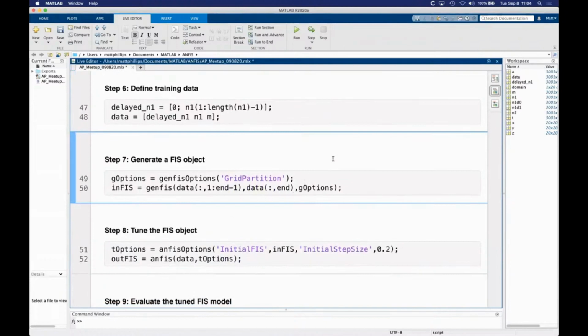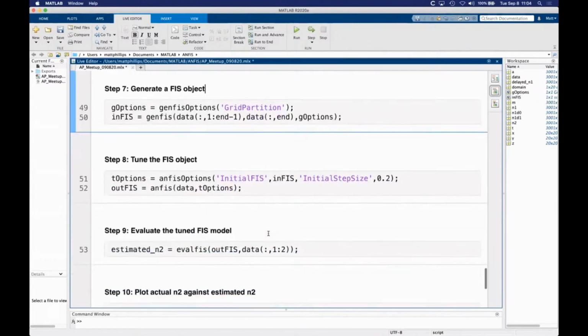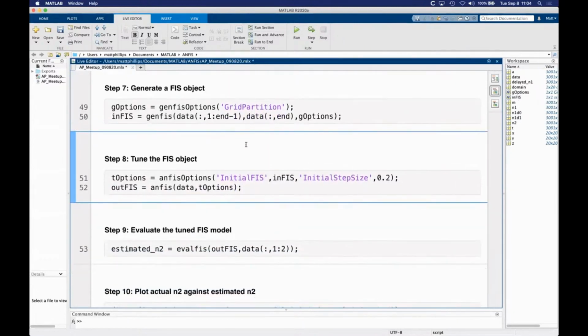We're generating that inference system object. So we're setting some parameters here, some options through the genfis command in order to create our input inference system block. So if we run this section now, you can't see much happening in the background, but with MATLAB, we don't have it in a particularly verbose mode right now. But these things are happening in the background as we get towards our goal.